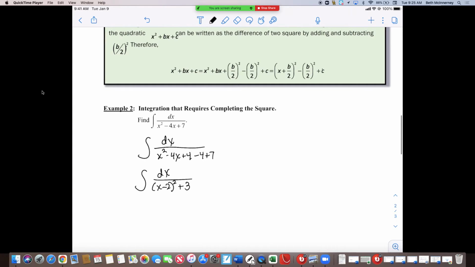So do you see I have now created the arctan integral where I have allowed u to be x minus 2, so du is dx. A squared is 3, so a is the square root of 3. So this is 1 over a arctan u over a plus my arbitrary constant c.